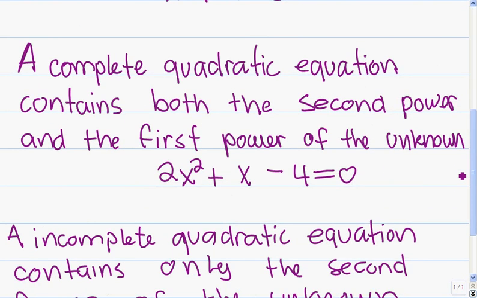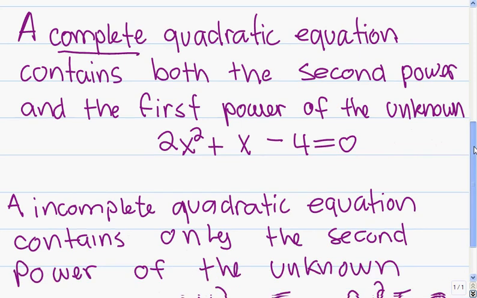The other thing you need to know is that a complete quadratic equation contains both the second power and the first power of the unknown, meaning that it has two variable terms. One has the second power and one is raised to the first power. A complete quadratic equation has two variables. One of them is raised to the second power and the other one is raised to the first power. That's what makes it a complete quadratic equation.